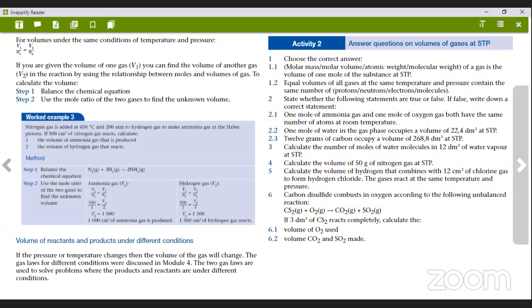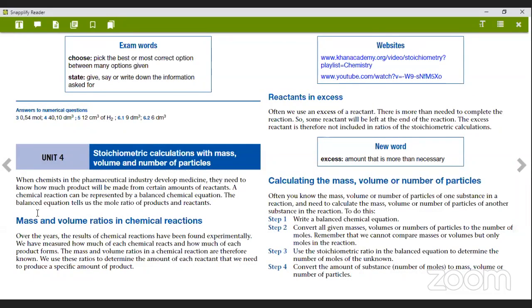Yes, here we are. So mass and volume ratios in chemical reactions. Over the years, the results of chemical reactions have been found experimentally. We have measured how much each chemical reacts and how much each product is formed. That's what happens basically when we're balancing out equations. We're trying to make sure that they're in a balanced state, but at the same time, we get to know how much of each is needed to balance out the equation.